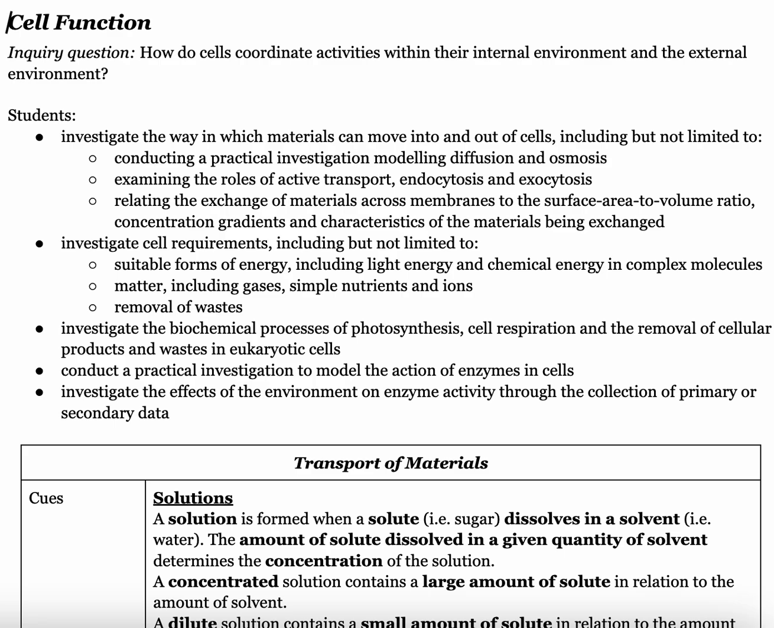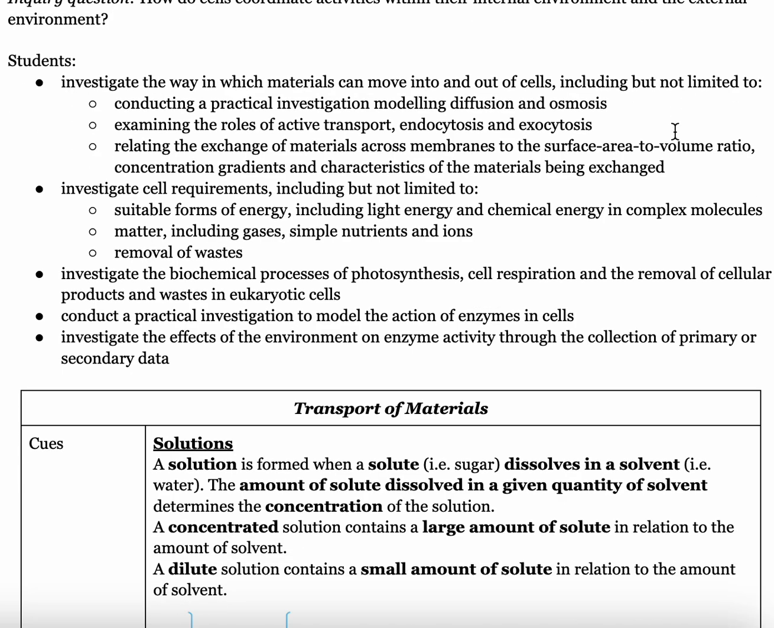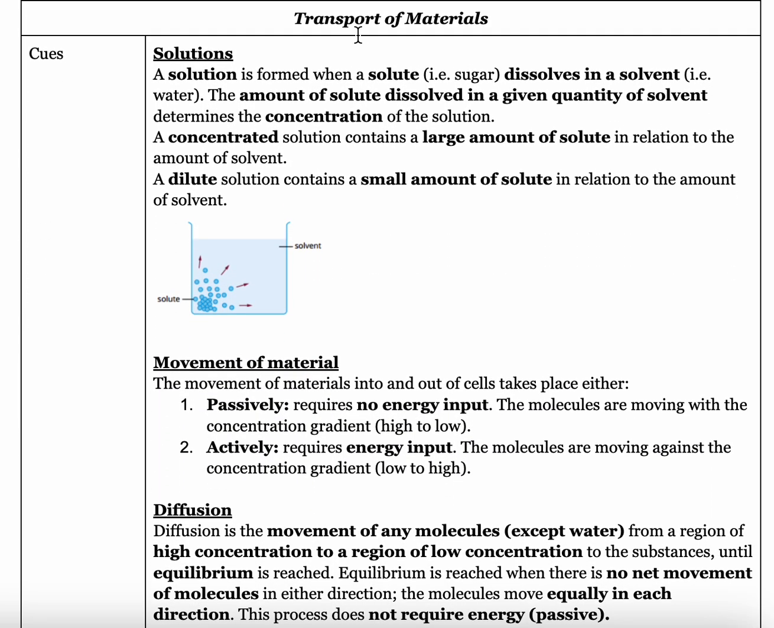This is module 1, biology, part 2, cell functions. So the inquiry question is, how do cells coordinate activities within their internal environment and the external environment? Okay, moving on. First, we're going to talk about the transport of materials.